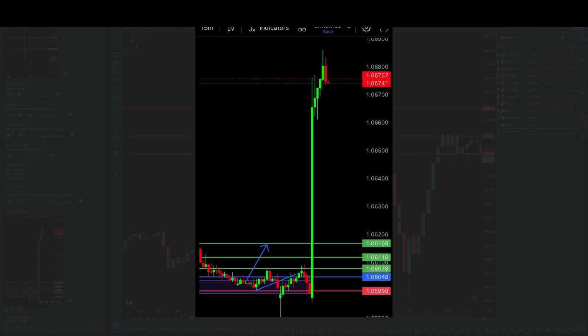I didn't hold this thing at all. I actually cut this one off early. What a move, man. I mean, this thing just ripped up hardcore. Look at this signal. Look at this alert. 1.06048, right? That's the entry. Take profit 1, 2, 3. I mean, this one just squeezed up. Oh my God. Like, that's a monster move.